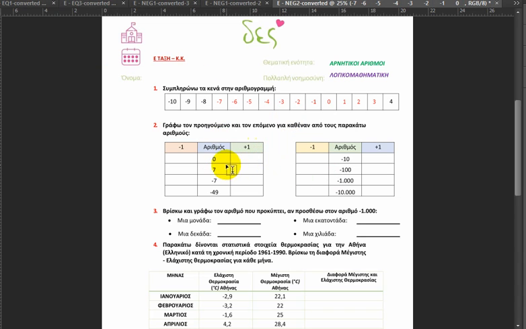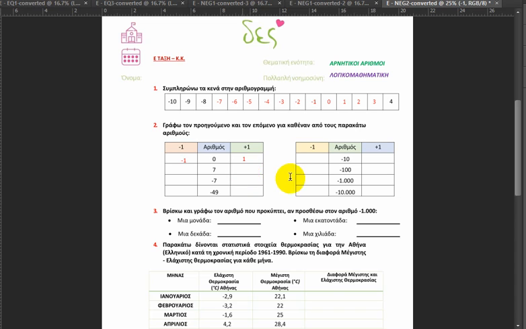Now we need to write the next and the previous number for each of these. So basically if we add 1 or if we subtract 1. So let's do that immediately. Here, if we add 1 to 0, we're just going to get 1. Whereas if I subtract 1, I'll get minus 1. We'll go one step to the left, so minus 1.